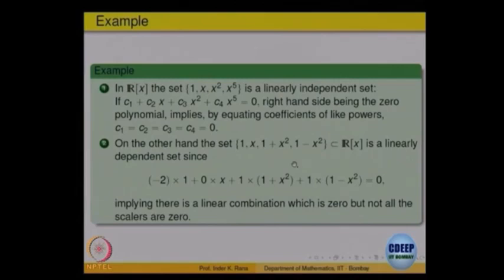Why dependent? If I want to show it is dependent, what should I do? Show some linear combination is 0, where not all the coefficients are 0. So, here is one: minus 2 times 1, plus 0 times x, plus 1 times (1 plus x square), plus 1 times (1 minus x square) equal to 0, and obviously here 1 is coming, minus 2 is coming, that is not 0. So, that is a linearly dependent set. That is how you will check something is independent or dependent in an abstract vector space.